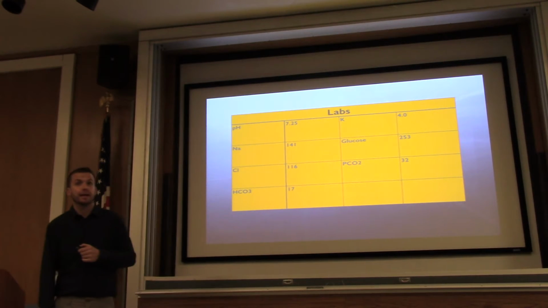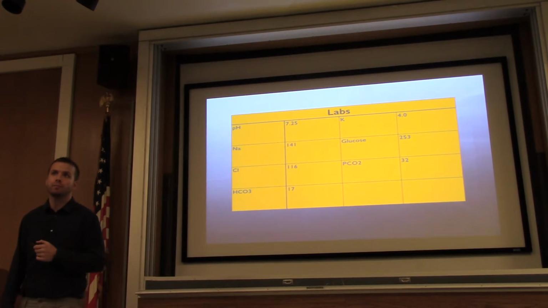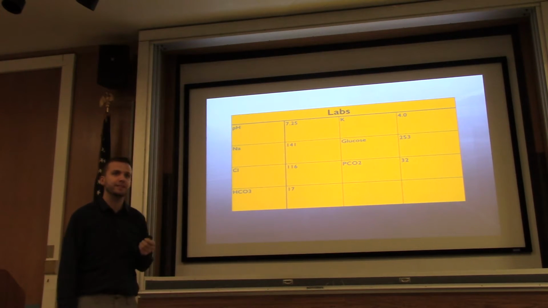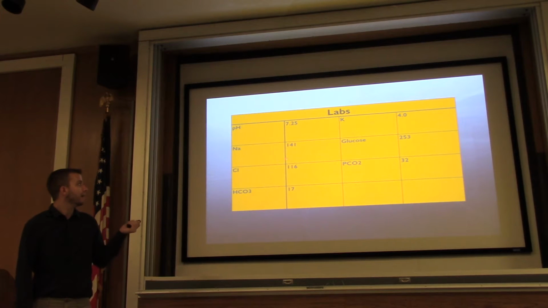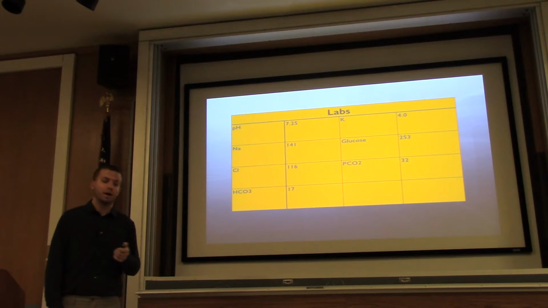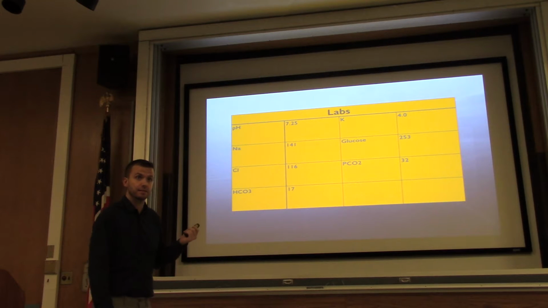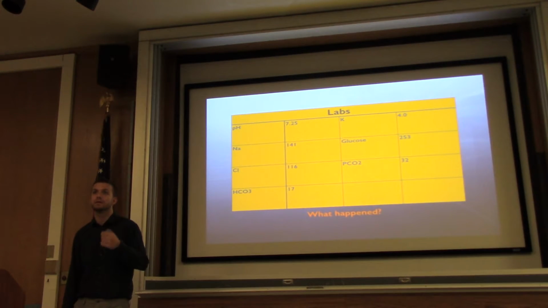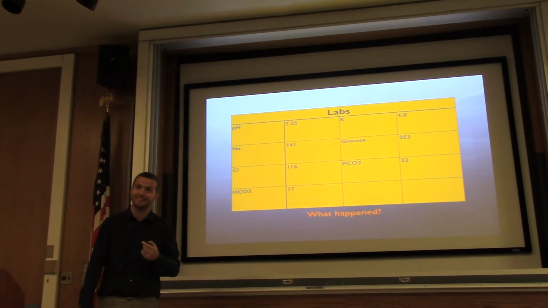So the labs, everything comes back. 7.25, yes, bicarb has gone from 15 to 17, great job. They now have a gap of 8. Their sugars have come down to 250. Potassium's basically at normal now. Are you guys excited about this? No. So what happened? Too much chloride in the fluids. Does it matter? Yeah. It does matter.